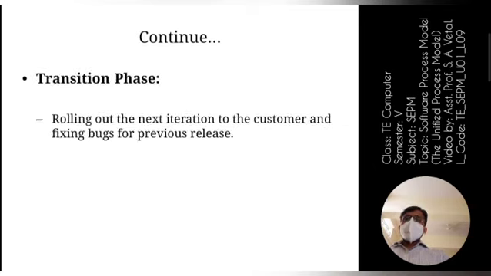Then next is the transition phase. In this phase, we roll out the next iteration to the customer and fix the bugs for the previous release. Obviously, whenever we deploy our project to the customer, there will be some problems. We need to fix those bugs and provide the next iteration to the customer. That comes under the transition phase.